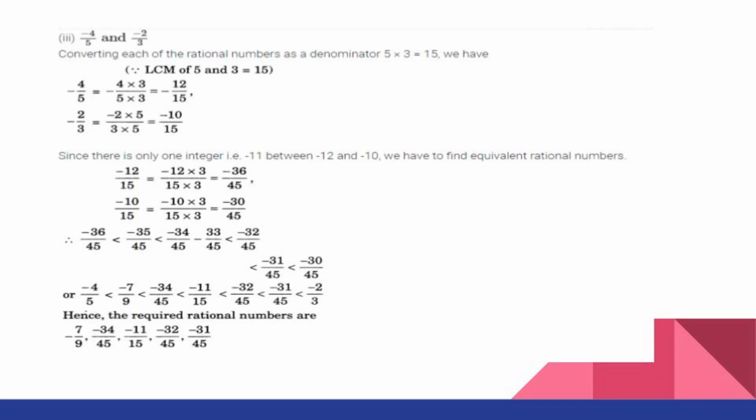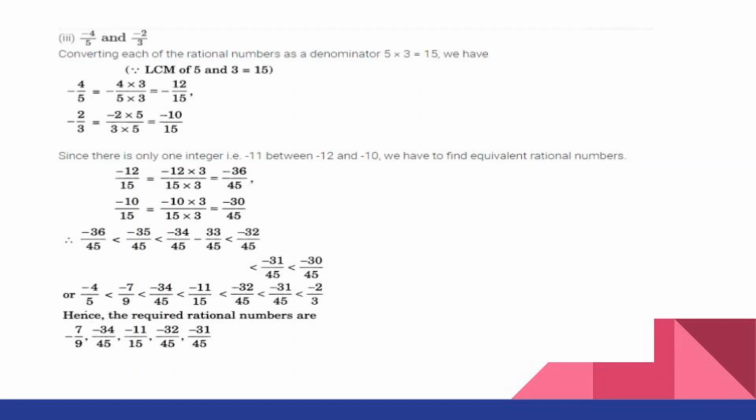Here you will be taking the LCM of the denominators, that is 5 and 3, which is 15. -4 by 5 into 3 by 3 is -12 by 15. -2 by 3 multiplied with 5 will become -10 by 15. So finding numbers between -12 and -10 is not possible. So what we'll do is take a multiple of the LCM value.